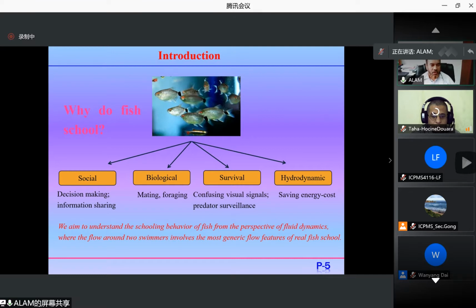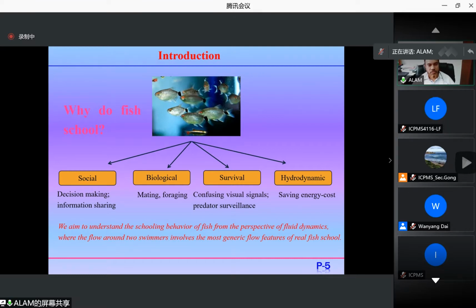So our aim is to understand the schooling behavior of fish from the perspective of fluid dynamics or hydrodynamics, where the flow around two swimmers involves the most generic flow features for real fish schooling.